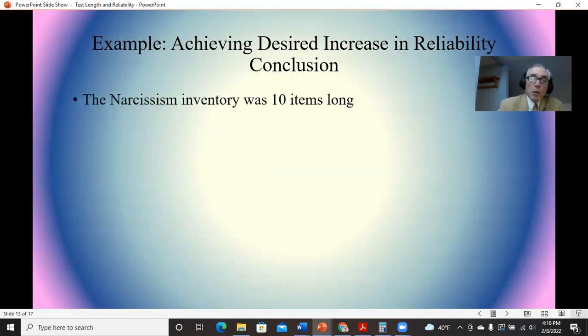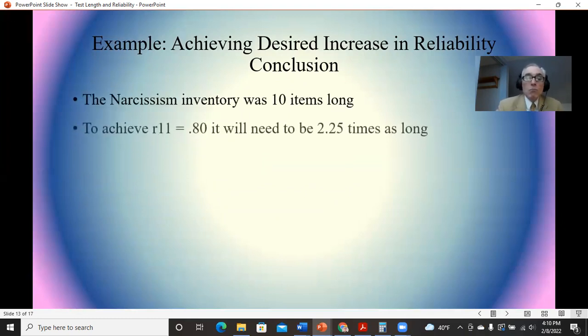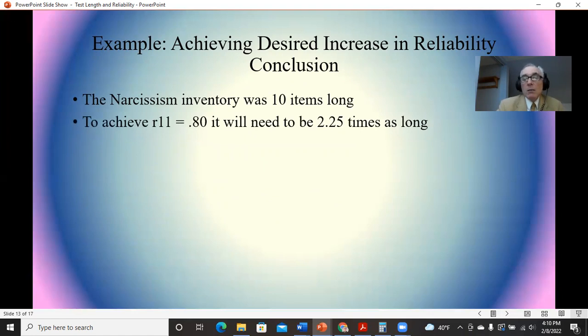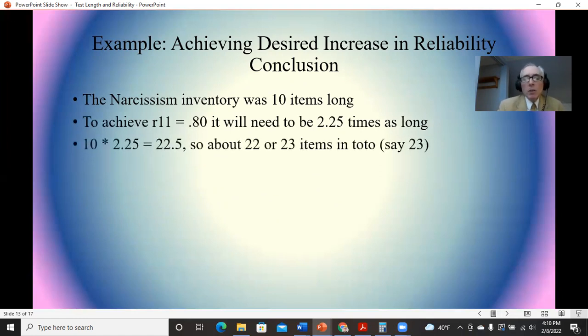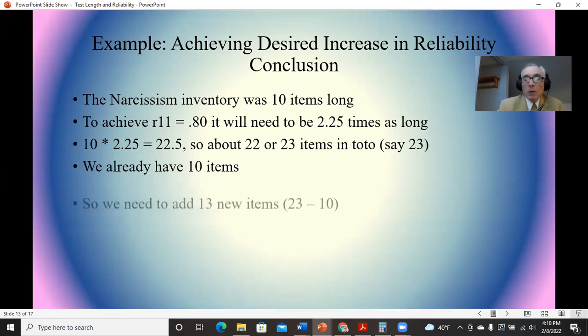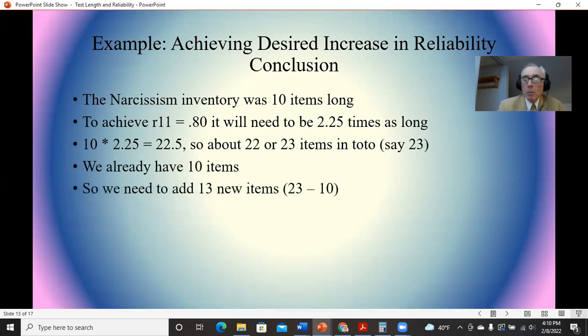So that means we had a 10-item test. To get to 0.8, it's going to have to be 2.25 times that, so between 22 and 23 items long to get where I want to go. Let's say 23 to be on the safe side. There's no such thing as half an item, obviously. We have 10 items, so I don't need to write 23 items. I need to write 13, right? 23 minus 10. So I now know that if I want to get to this 0.8 threshold that I'm considering to be important for whatever reason, I need 13 new items.